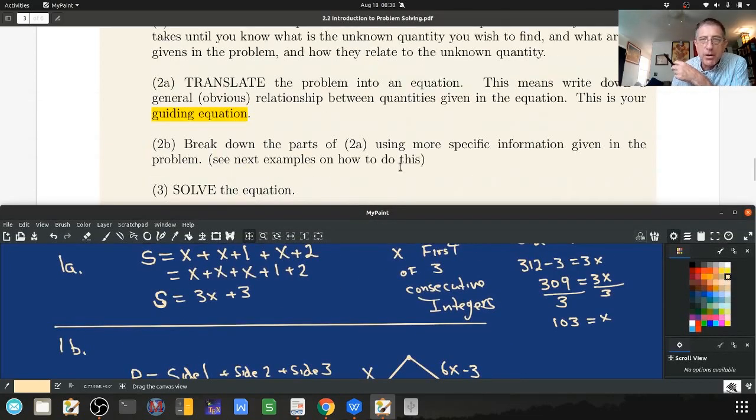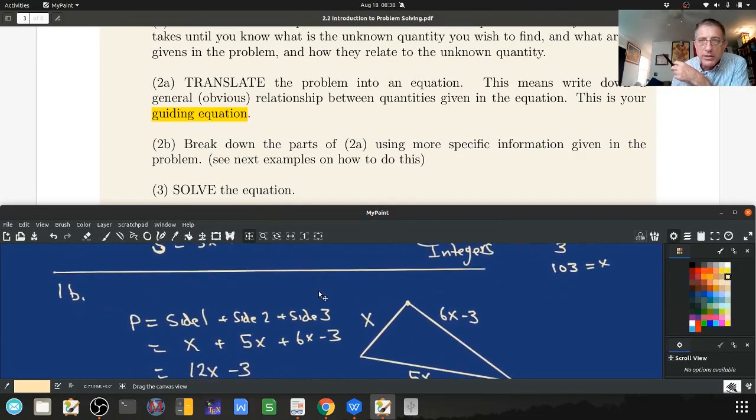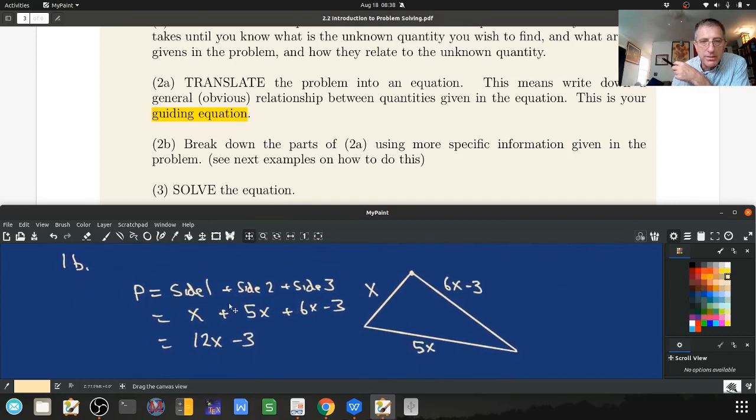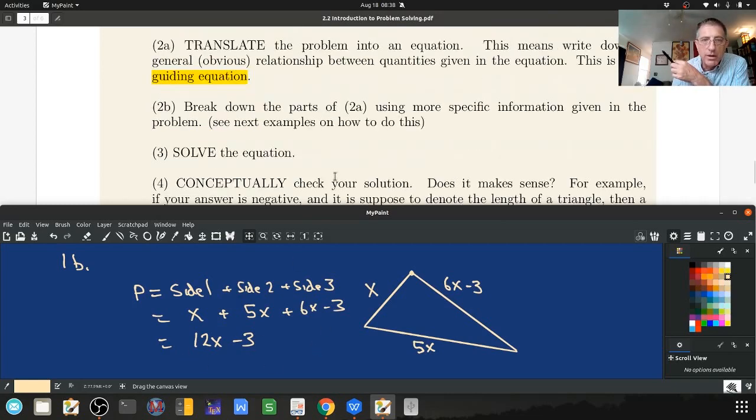So break down parts of 2a, that's the breakdown here that I just did, into quantities given in the equation. So P is my general equation, side 1, side 2, side 3. I broke down side 1, side 2, and side 3 into specifics, x, 5x, and 6x minus 3, and that was given to you in the particular problem. And then we just solved the equation, or at least we wrote, in the particular case, we wrote the general formula, and then we solved the equation for the unknown quantity.